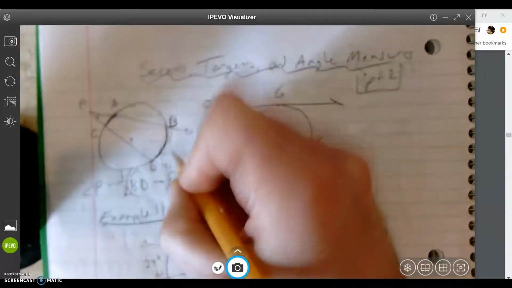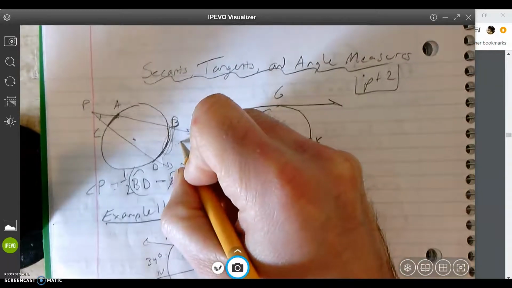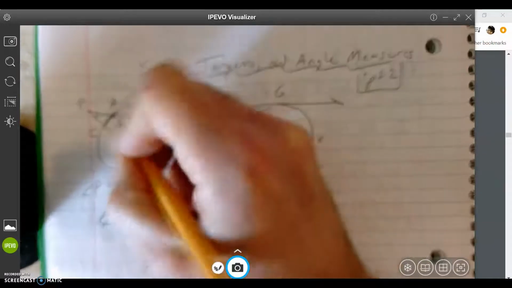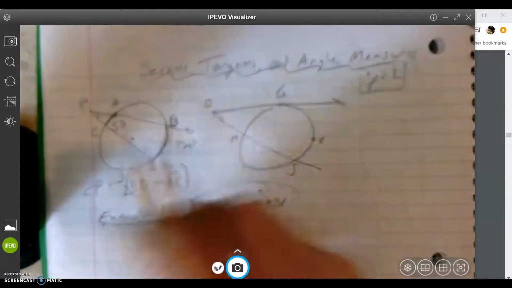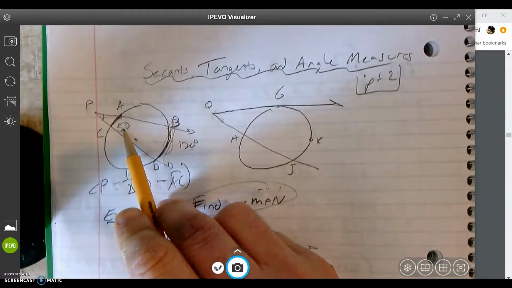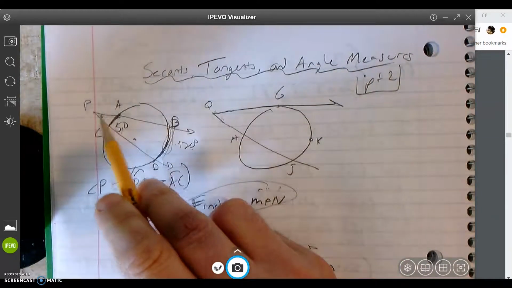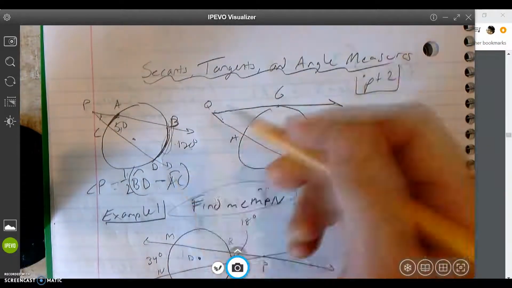So for example, if this were 120 degrees and this were 50 degrees, 120 minus 50 would be 70. Half of 70 would be 35. So angle P would be 35. That's how you do it.